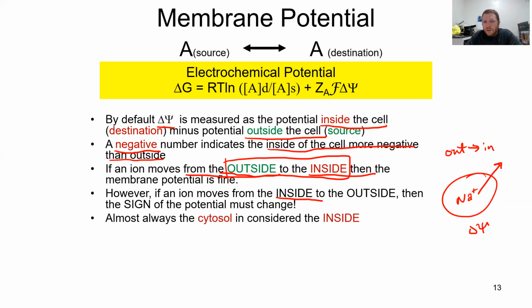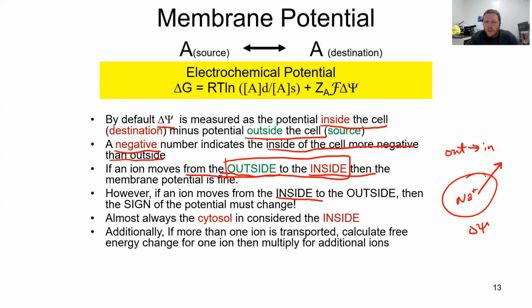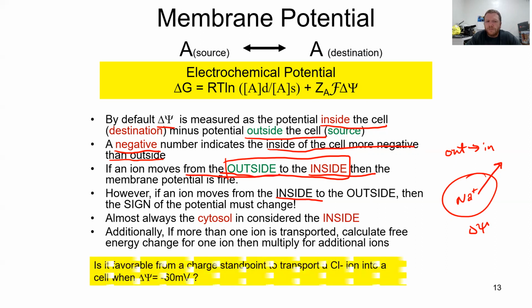Almost always, the cytosol is considered the inside of the cell. Additionally, if more than one ion is transported, you need to calculate the free energy change for one ion, then multiply for additional ions. So the question here is, is it favorable from a charge standpoint to transport chloride ions into a cell when delta psi is equal to negative 60 millivolts? Now let's think about this question. Is it favorable from a charge standpoint to transport into, okay, we've been given a delta psi value. Do we change the value?